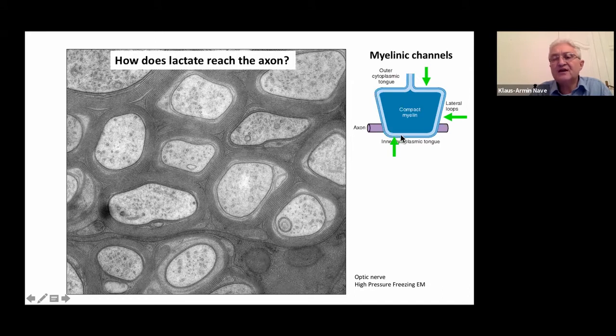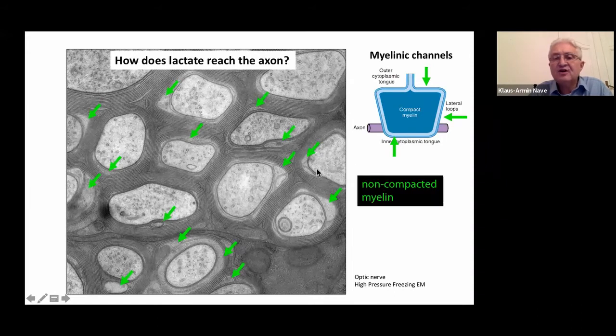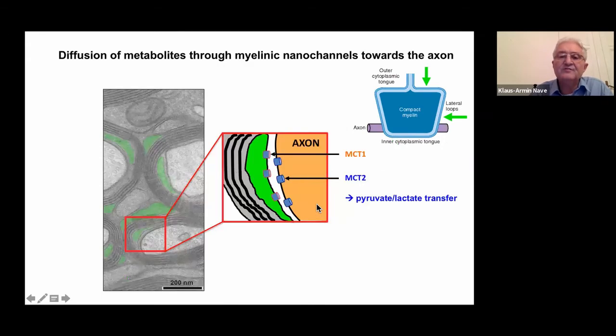And this space here, which is cytoplasmic of the oligodendrocyte, is in fact touching the axon itself. So all these spaces where the green arrows point to are cytosolic spaces of the oligodendrocyte that face axons. Now they're in a beautiful position to allow the transfer of metabolites from here to there. And these are the monocarboxylate transporters again. And that's what we think is the connection from the oligodendrocyte to the axon.